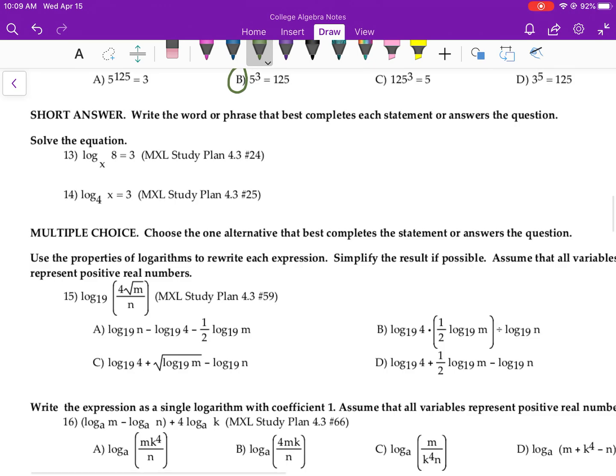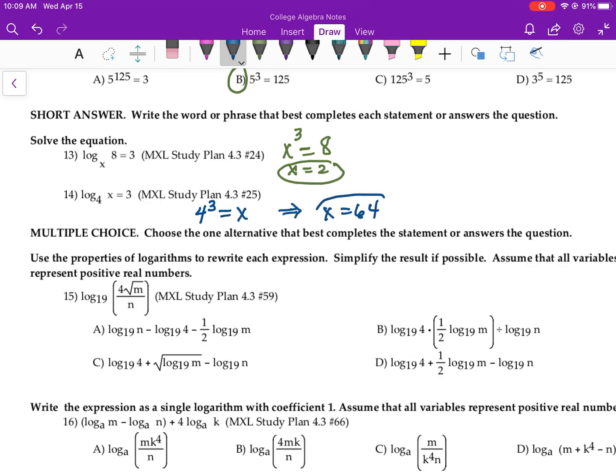On number 13, I'm going to go with x to the third is 8. What number cubed is 8? Or I can take the cube root on each side. x would be 2. And on 14, switch it to an exponential. 4 to the third is x. x would be 64.